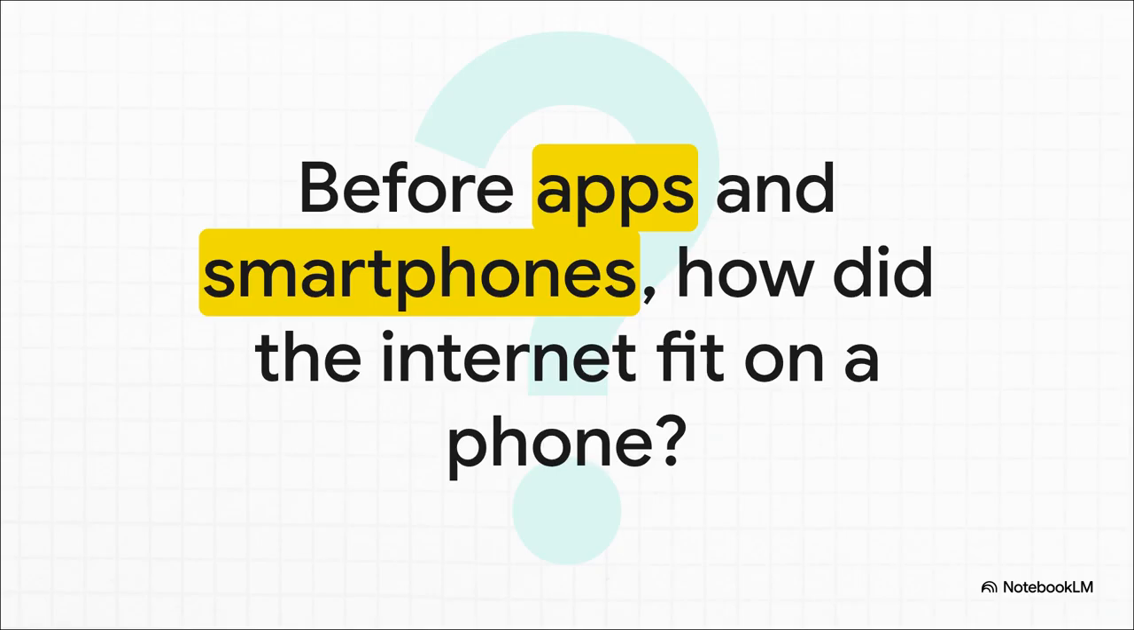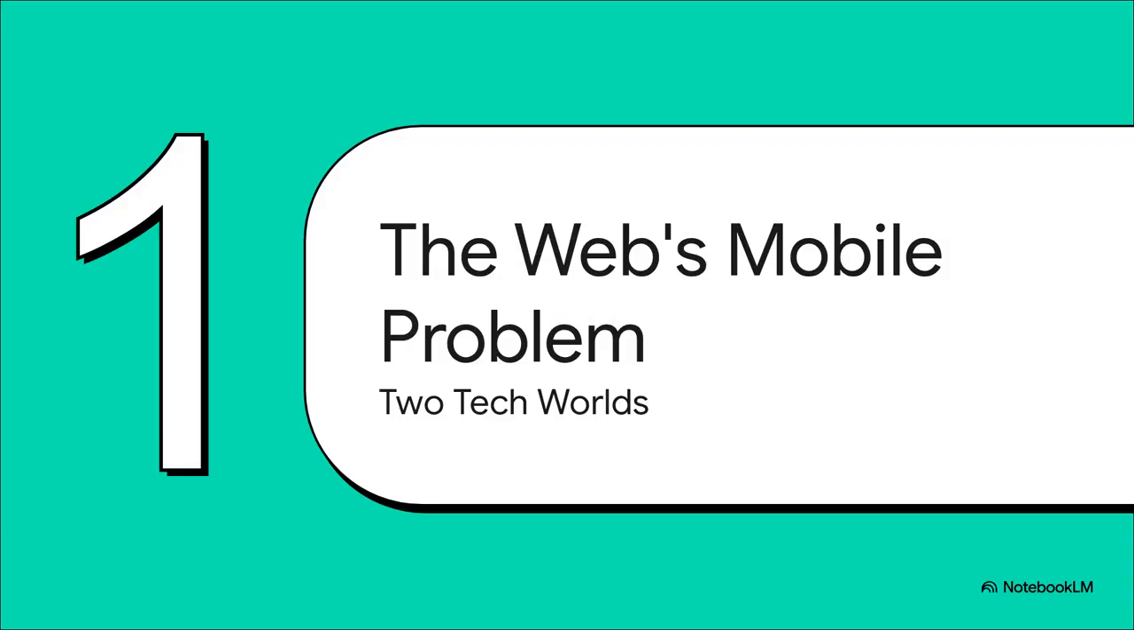Before we had apps, before we had iPhones, engineers were staring at this massive puzzle. How do you take the big, beautiful, sprawling desktop internet and cram it onto a tiny screen with a connection that was, let's be honest, painfully slow? That's the puzzle we're going to solve today. So, to really get the solution, we've got to wrap our heads around the problem first.